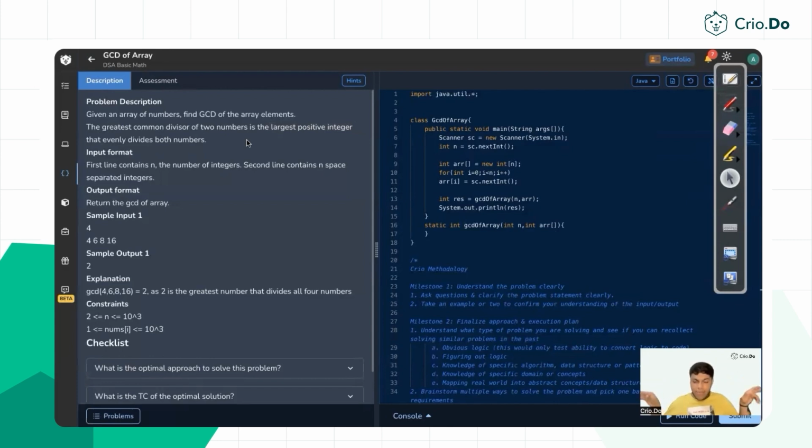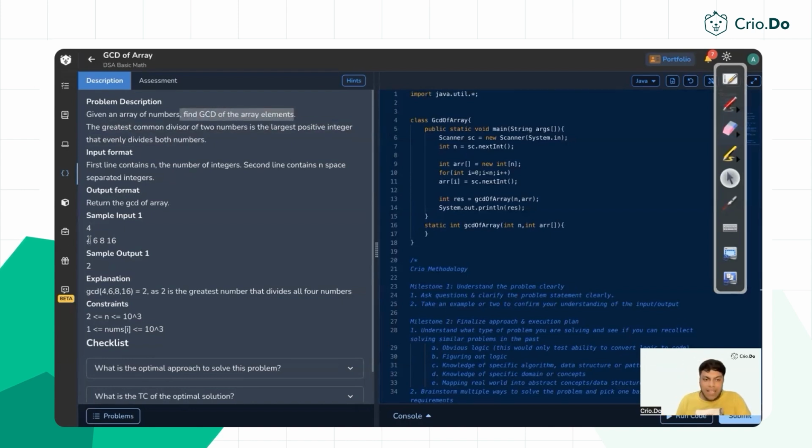If it is the GCD of numbers A and B, the answer should be a factor of both A and B, but it should be the largest possible such factor of both. That's why it is common. Common means both. Largest means greatest, or G, and D means divisor, or factor. So all three things should be there: greatest, common, divisor. But we don't have to do it for just two numbers. We have to do it for n numbers, where n is the array size.